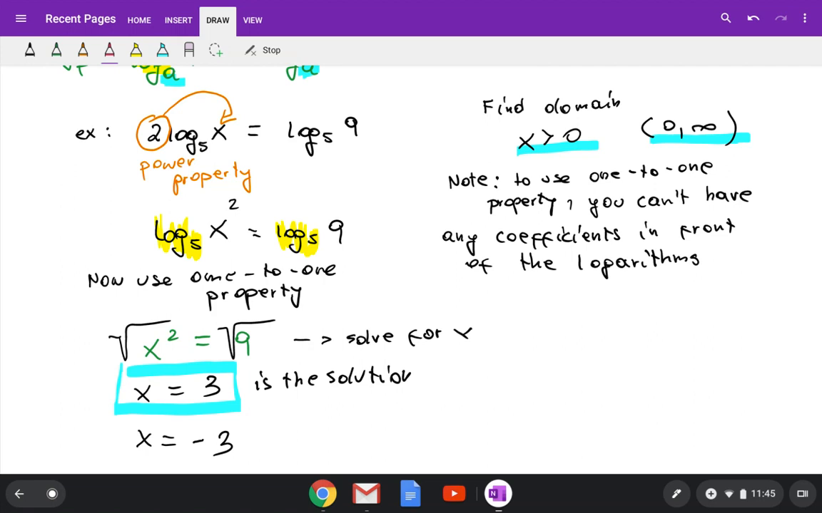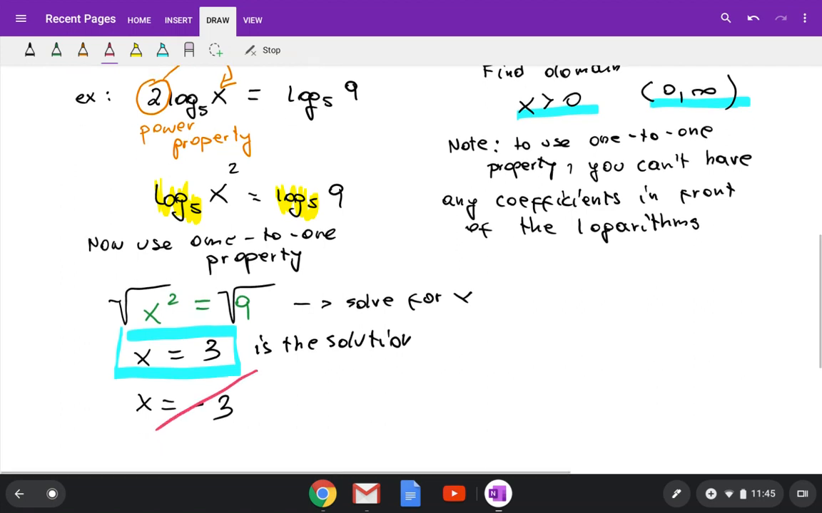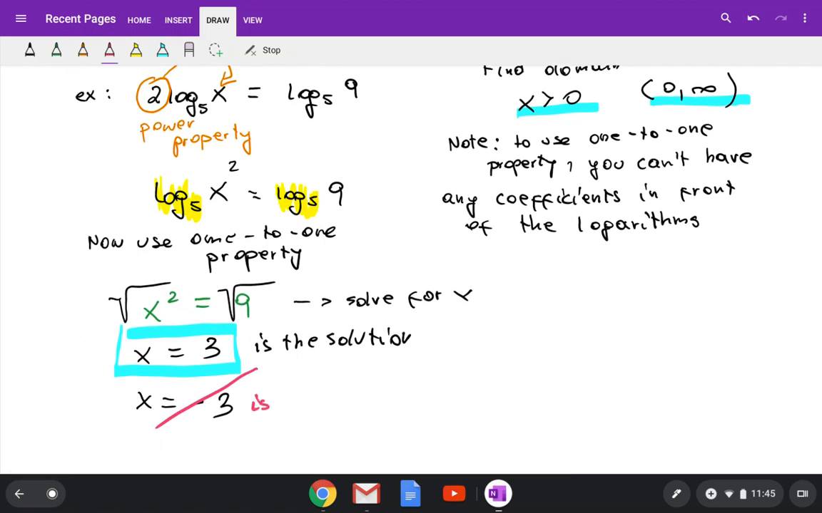However, x equal negative 3, it's not the solution. This is the extraneous solution, which means you ignore it. So ignore it. That's that fake solution, okay? You can get it algebraically, however, it doesn't make sense. Okay, we're going to practice more.